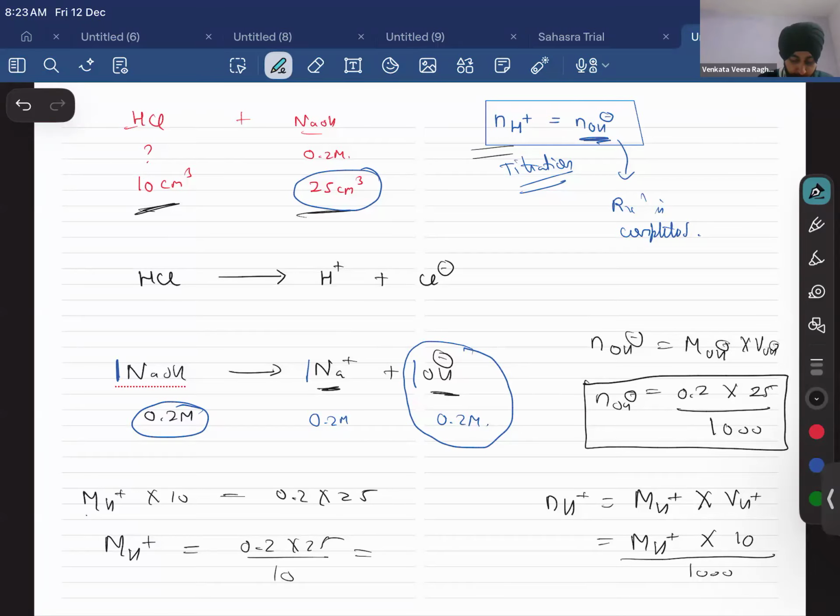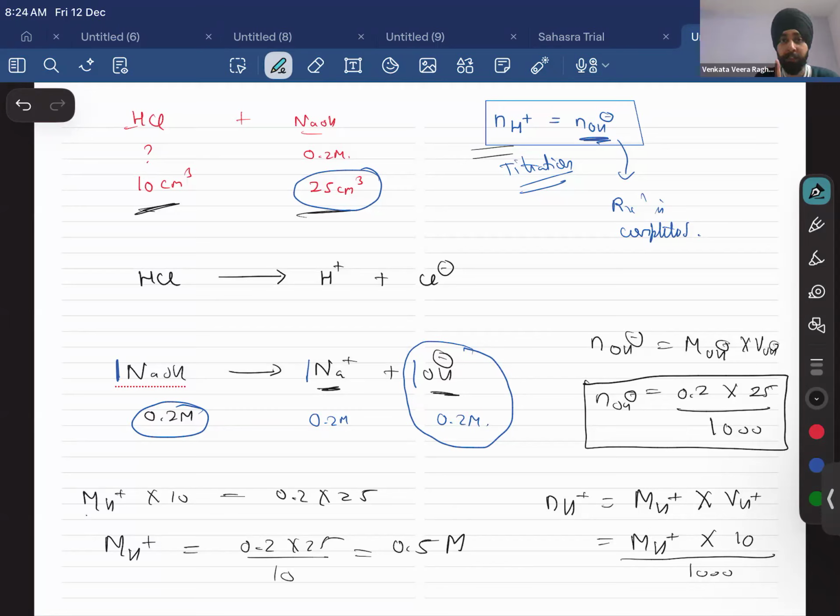0.2. How much will you get? 5 by 10, 0.5. This is the answer. 0.5 molar will be the concentration of H plus ions in the solution.